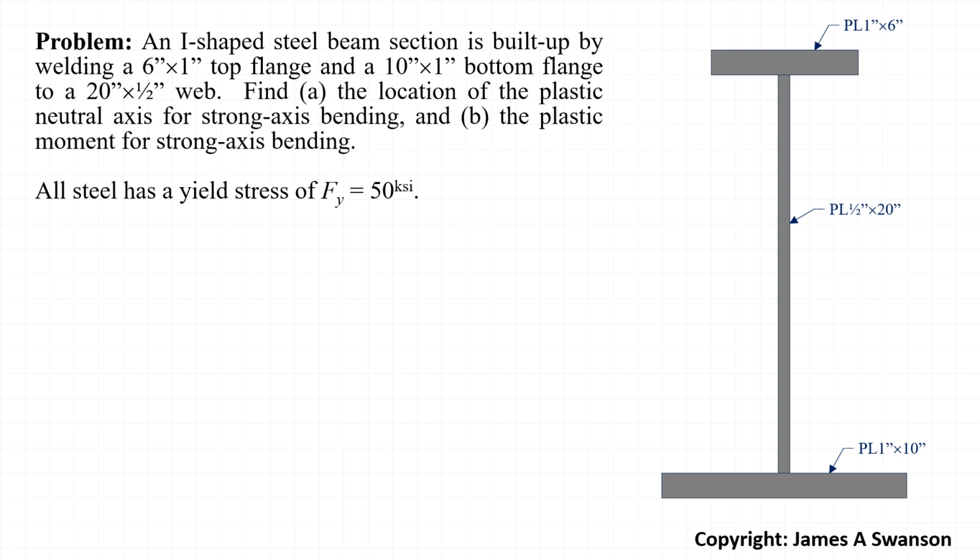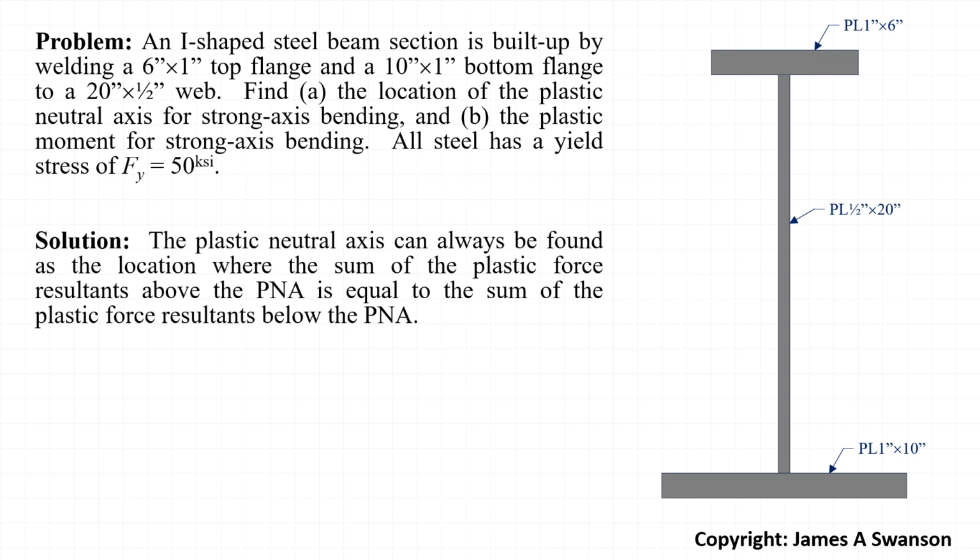This example builds off of earlier example problems where we examined the elastic bending properties of this section, including the moment of inertia and normal stresses resulting from a bending moment of 600 kip-feet, and another example where we calculated the plastic moment of a similar but doubly symmetric cross-section. If you haven't worked through those examples yet, you can watch them by clicking on the link shown on this slide.